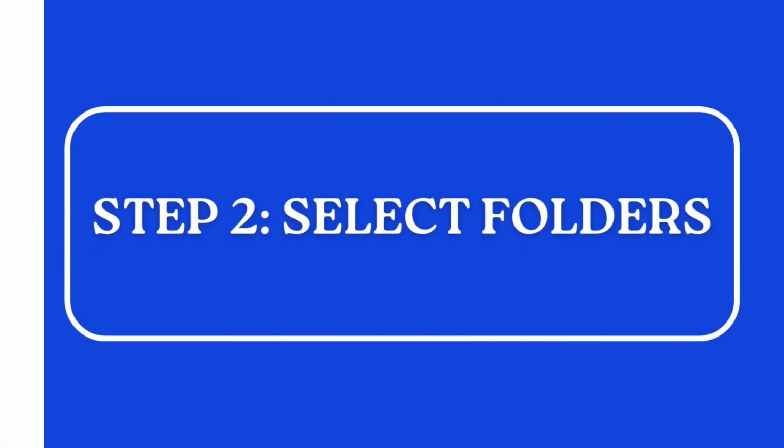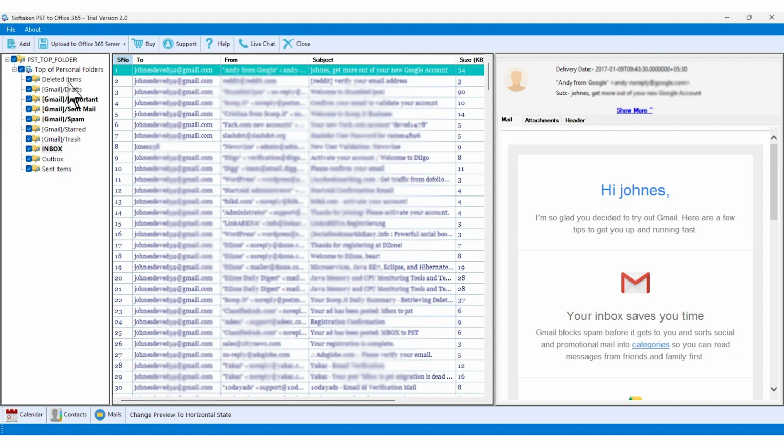Step 2. Select folders. On the left panel, check the specific folders you want to migrate, like your inbox, sent items, custom folders, or even Gmail label folders. The message list and preview panes are right there to help you verify your contents before uploading.